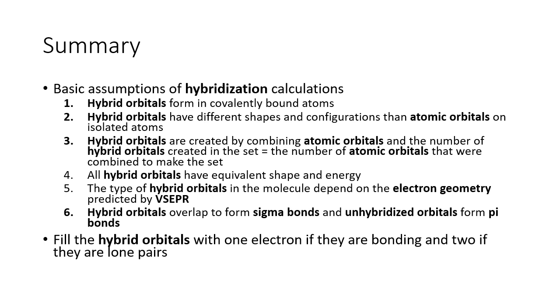And finally, hybrid orbitals overlap to form sigma bonds, and unhybridized orbitals form pi bonds. So, due to that point number 6, you fill the hybrid orbitals with 1 electron if they are bonding and 2 if they are lone pairs. You will have stuff in the p if there is a pi bond. So hopefully all of that made perfect sense, and you're going to rock it when we get to class.